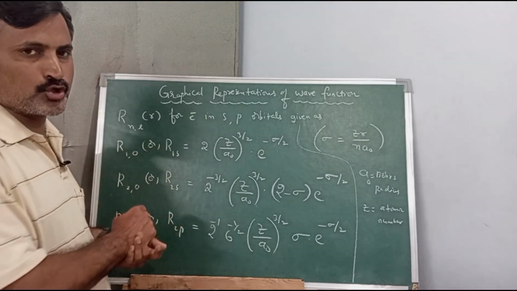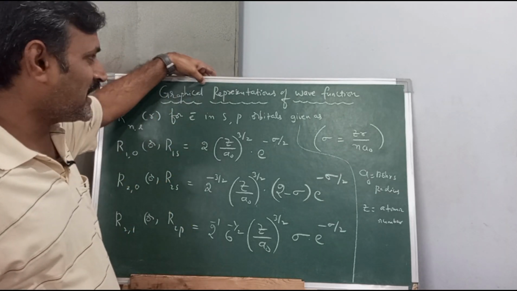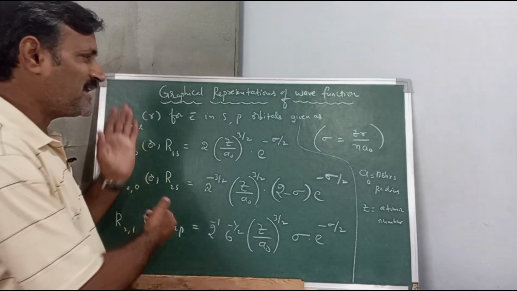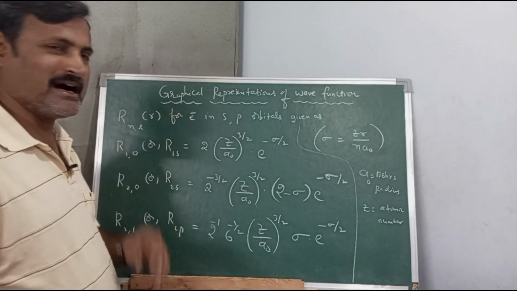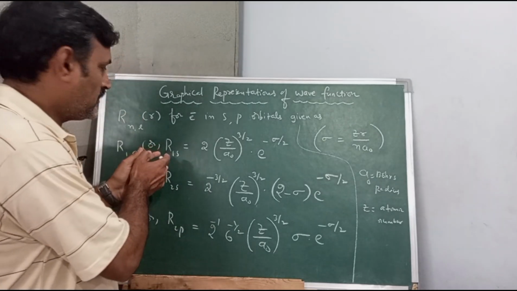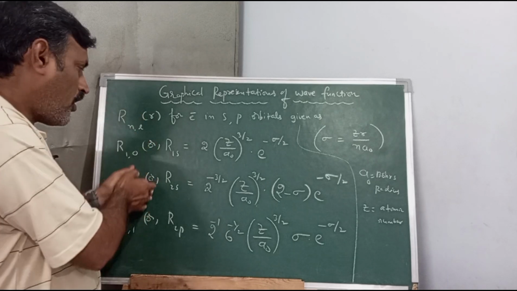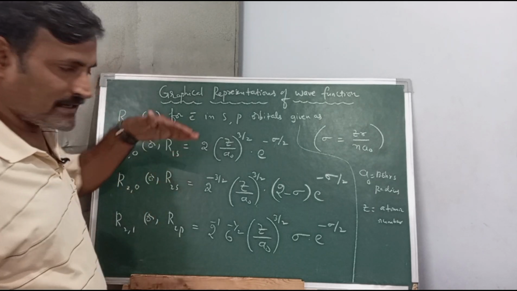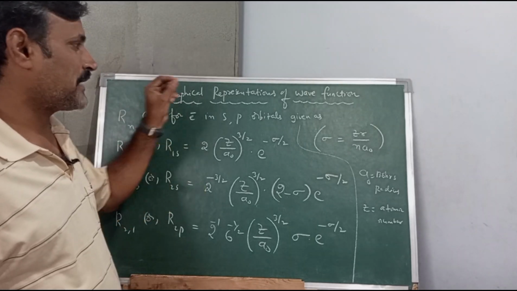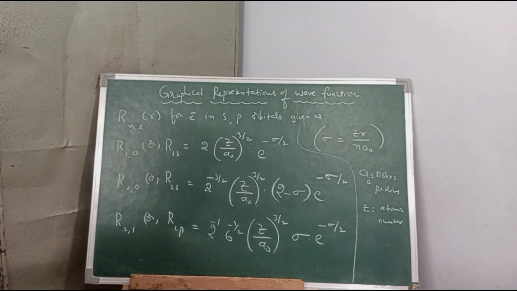Using these solutions, we are going to write the graphical representations of the wave function against the distance from the nucleus, that is r. We will take the radial function capital R on the y-axis and the radius on the x-axis, and by drawing the graphs we will check how the curves come.